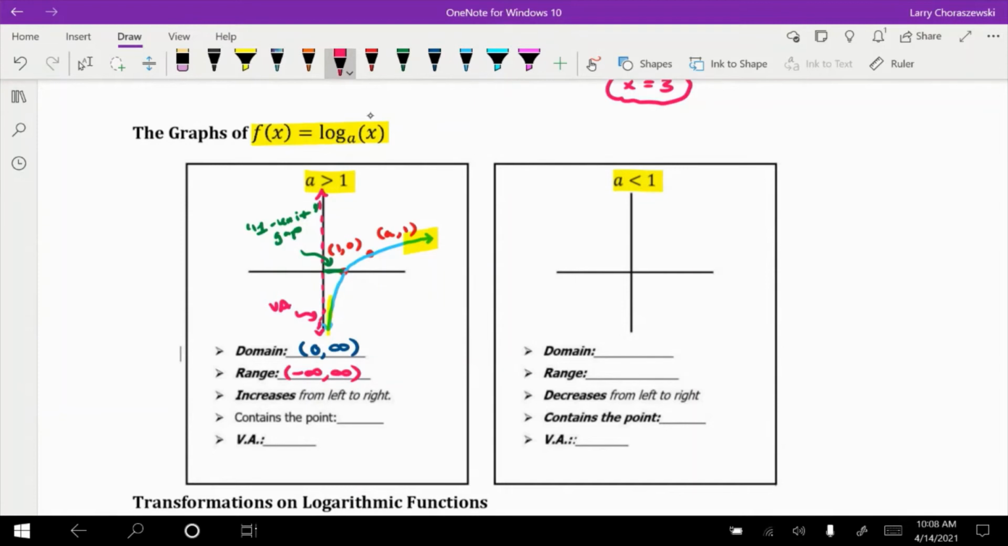If you trace this graph from left to right, it's always increasing. And it contains the point (1, 0). And I think I'm going to add here (a, 1). And then the vertical asymptote is x = 0, which is the equation for the y-axis.